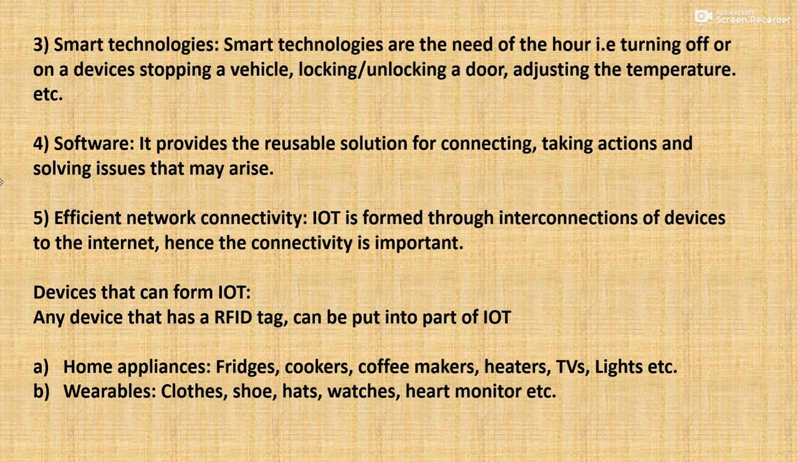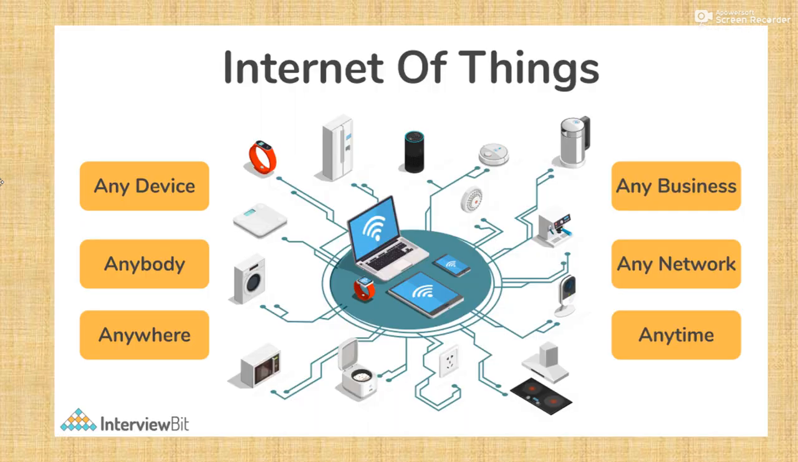Fifth is efficient network connectivity. IoT is formed through interconnection of devices to the internet, hence connectivity is important. अब devices that can form IoT, any device जिसके पास क्या होगा, that is an RFID tag can be put into a part of IoT, that is Internet of Things. आजकल home appliances में RFID होने लगा है, that is fridges, cookers, coffee makers, heaters, TV, lights, etc. Wearables में clothes, shoes, hats and watches and heart monitors. Now next we have Internet of Things, any device, anybody, anywhere. What is this Internet of Things?